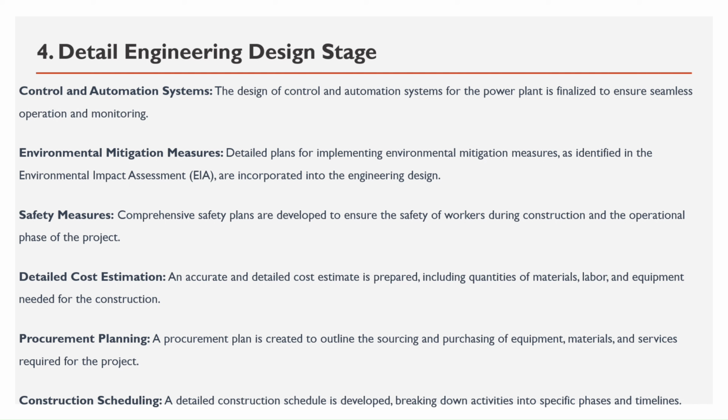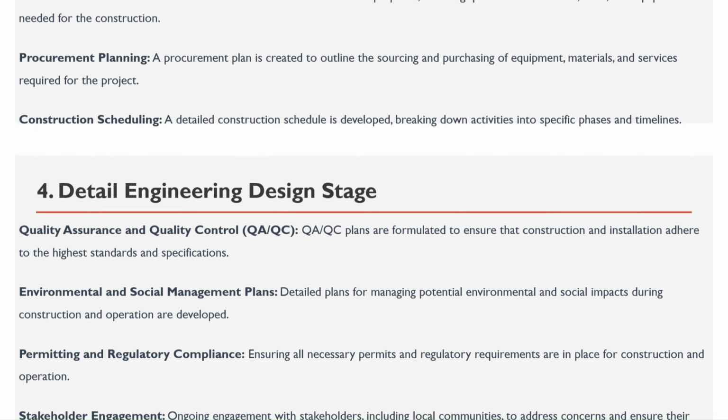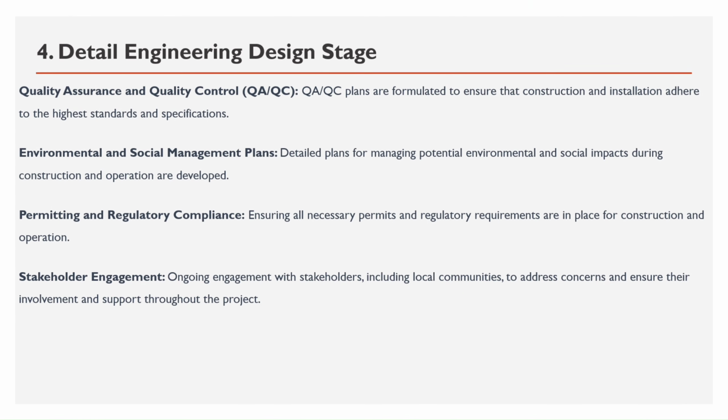the project. Construction scheduling. A detailed construction schedule is developed, breaking down activities into specific phases and timelines. Quality assurance and quality control. QA/QC plans are formulated to ensure that construction and installation adhere to the highest standards and specifications. Environmental and social management plans. Detailed plans for managing potential environmental and social impacts during construction and operation are developed.